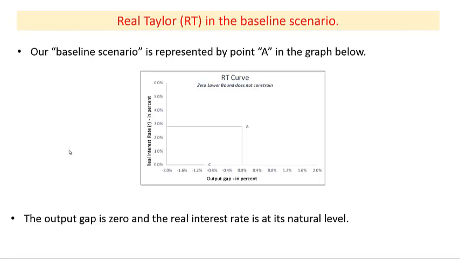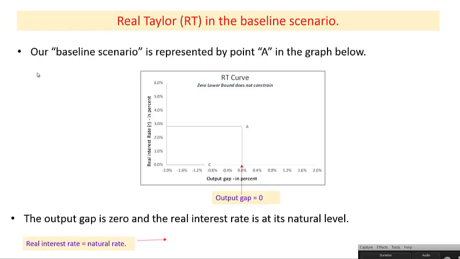Under our baseline scenario, we're going to be at point A. The output gap is equal to 0, and the real interest rate is equal to its natural level. So our baseline scenario is going to be represented by point A in the graph below. The output gap is equal to 0, and the interest rate is at its natural rate.